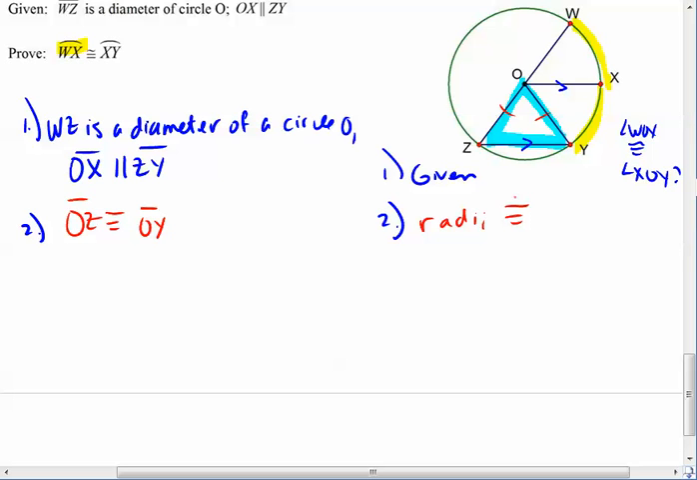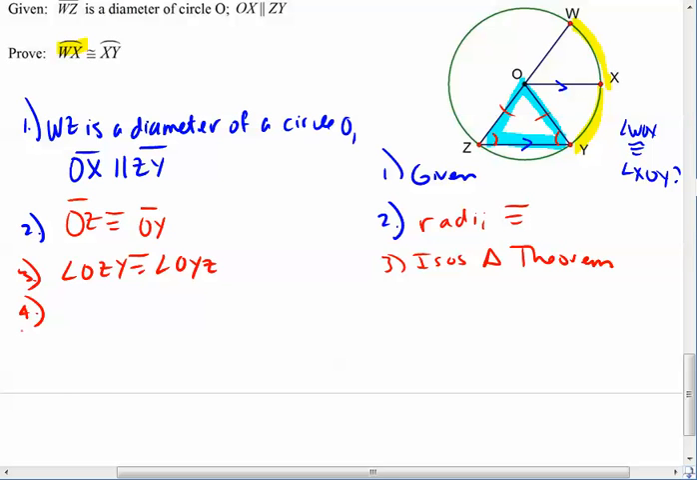Now, I mentioned that it was an isosceles triangle. What do we know about isosceles triangles? Well, that their base angles are congruent. So you might be able to see where I'm going with this now. I can say that angle OZY is congruent to angle OYZ by the isosceles triangle theorem.